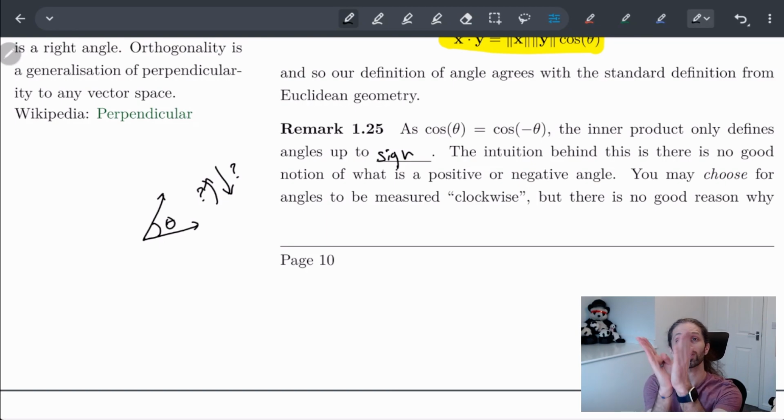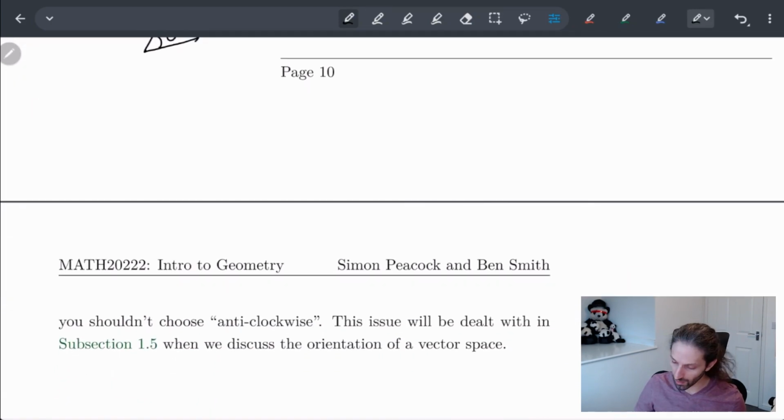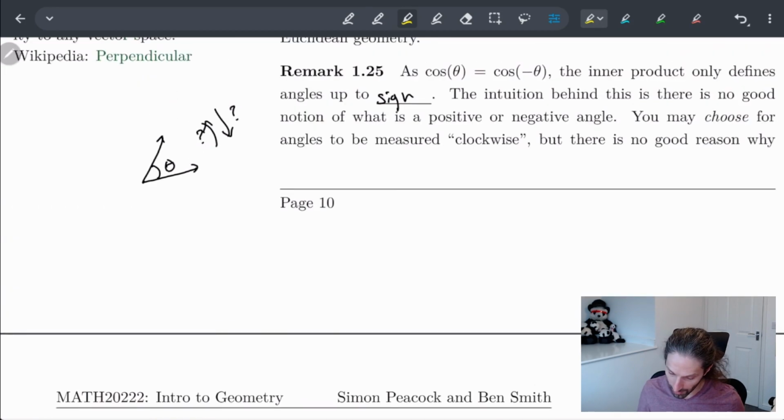So the angle is really just, in essence, a distance. If you think of the distance between two points, I'm not saying it's the distance from here to there or from there to here. It's just the distance. There's no direction. Same with angle. So you can choose to measure angles either clockwise or anti-clockwise, and there's no real good reason. We'll recover why this is the case in subsection 1.5, which we'll talk about next week when we talk about orientations of vector spaces. But for now, don't worry about it too much.